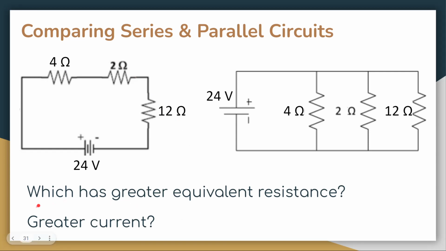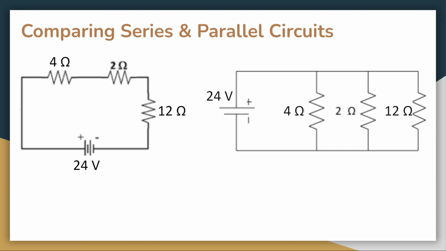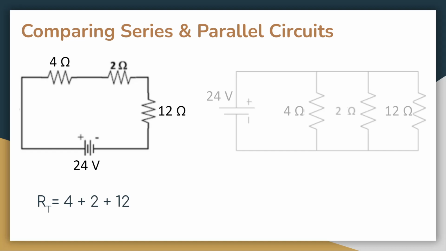And this first question says, which has a greater equivalent resistance? And again, I could answer this without doing any math because I already know, and hopefully you do too, but let's go ahead and do it with the math. Let's find the equivalent resistance of this series circuit first. That one's really easy. I just add them together. And guys, this will be a good example for you to copy down. 4 plus 2 plus 12 is 18 ohms.